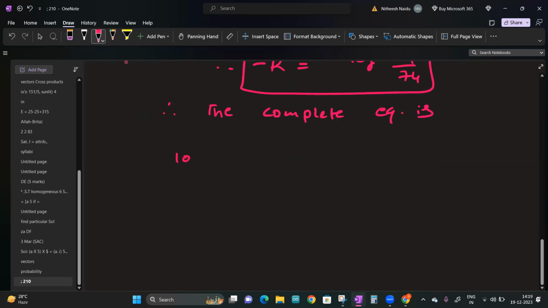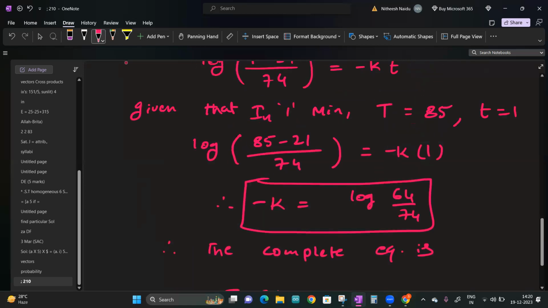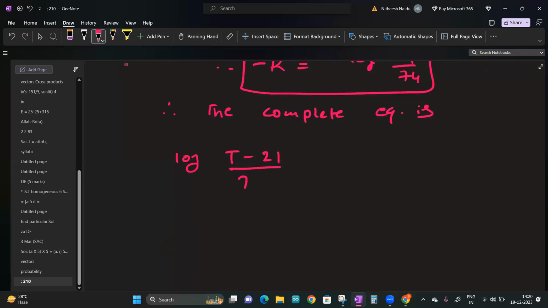The complete equation is log mod of T minus room temperature 21, divided by the constant value, what is the constant value? 74. Okay. Take modulus is equal to, what is the value of minus k? Minus k value is log 64 by 74 into small t. Now this is the final equation.